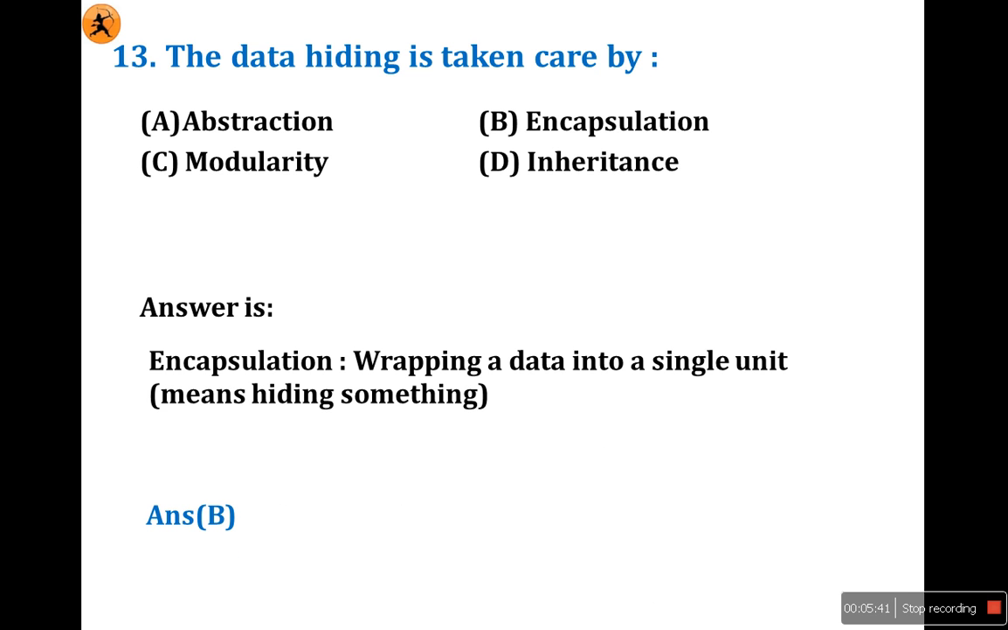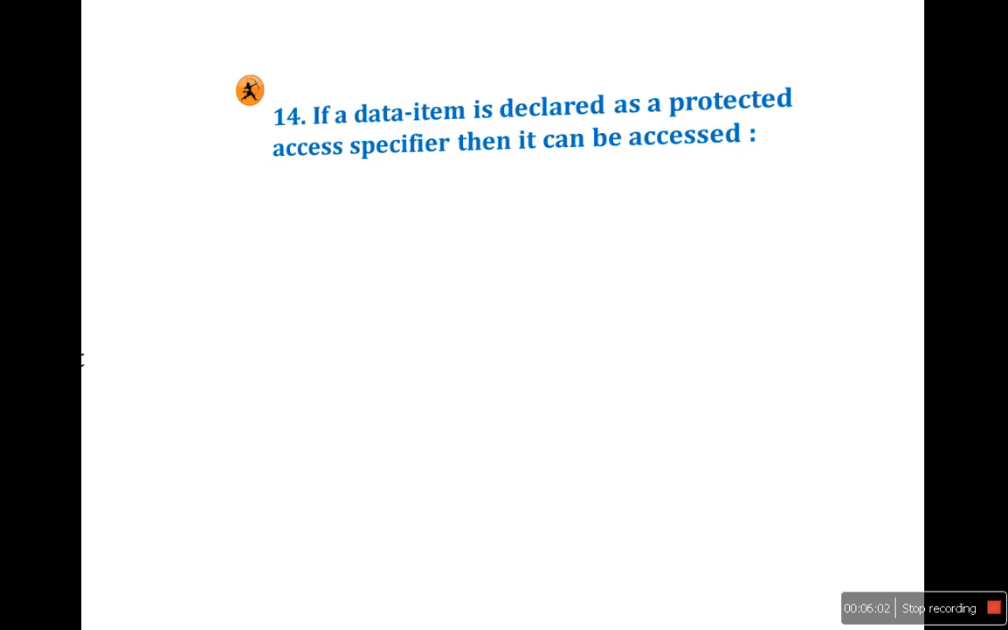In the examination, you are in a hurry. For data hiding you may suddenly select A. It is not A, it is B. Encapsulation, wrapping data into a single unit, means hiding something. It means you are hiding the data in a single unit. That's why it is not abstraction, it is encapsulation. So we'll move on to the next question.